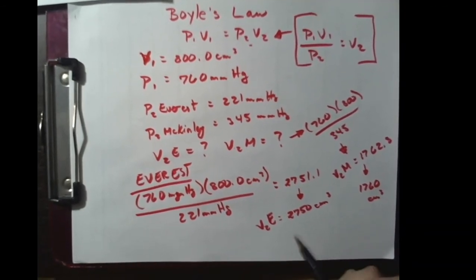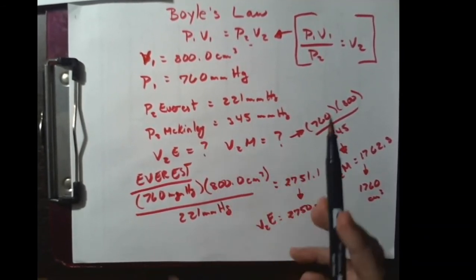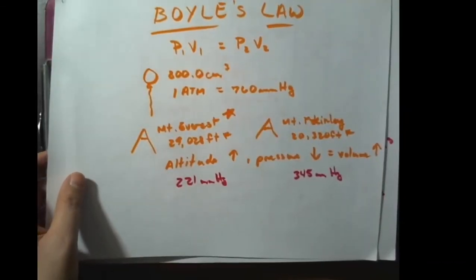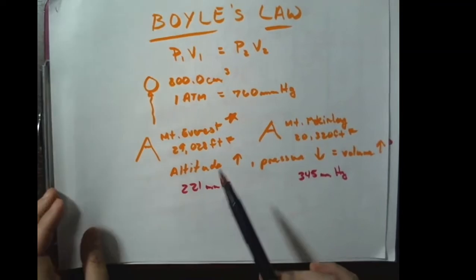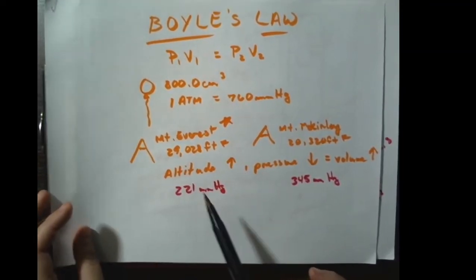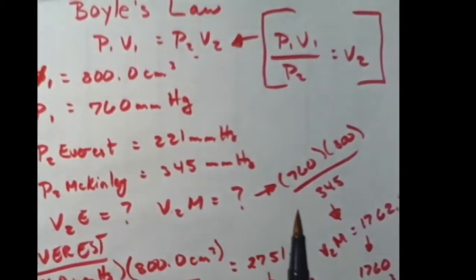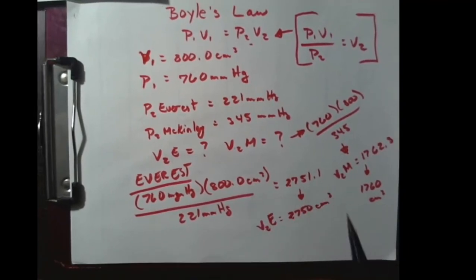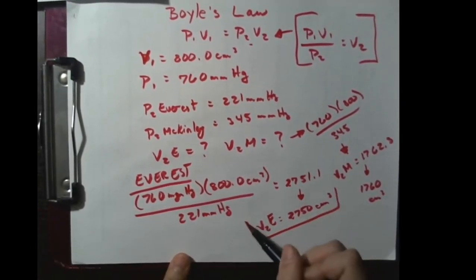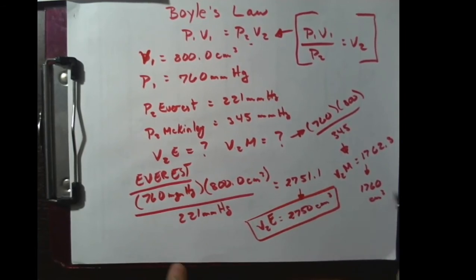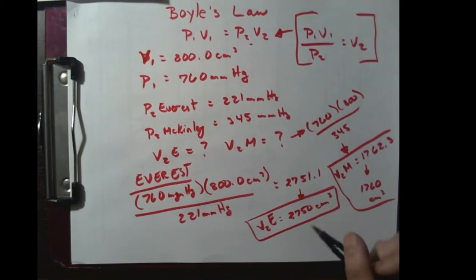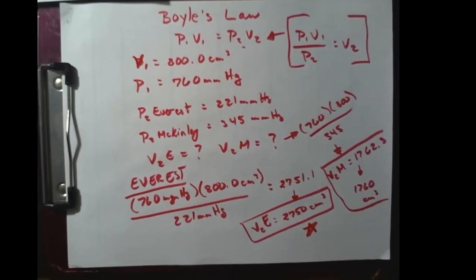Okay, now, as you can see here, it verifies with our previous altitude prediction. We predicted that Mount Everest is going to have the larger volume. Again, from what we said before, as altitude goes up, pressure goes down, volume will go up. Now, our calculations prove that. Here we have our volume of the balloon at Mount Everest, and then the volume at Mount McKinley. So you can see, obviously, that this has a larger volume. Okay. And that's question 1.